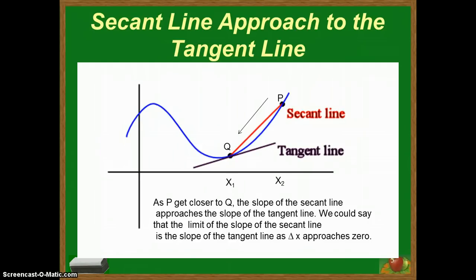And we can take the limit of the slope of the secant line as delta x approaches 0. We would call that limit, if it exists, the slope of the tangent line. It's very important because the slope of the tangent line to this curve gives us a measure of the instantaneous rate of change of the function.